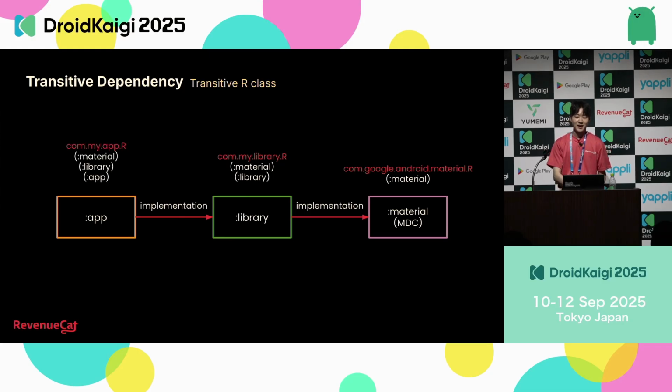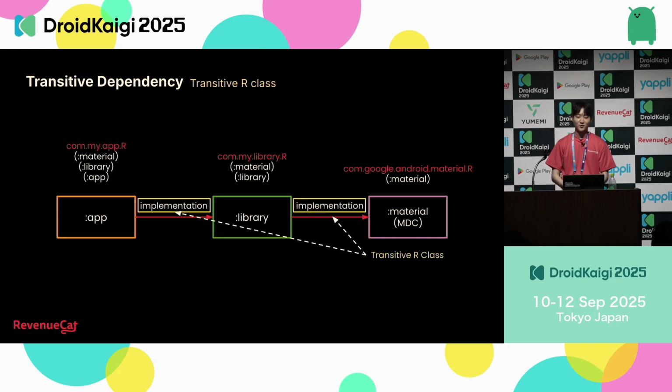At the end, the app module will generate 3 different R classes: your app's R class, your library's R class, and the MDC library's R class. So the R class for the MDC library will be generated at least 3 times in this scenario. And it's a transitive dependency, even though we didn't expose the library using the API method on Gradle.